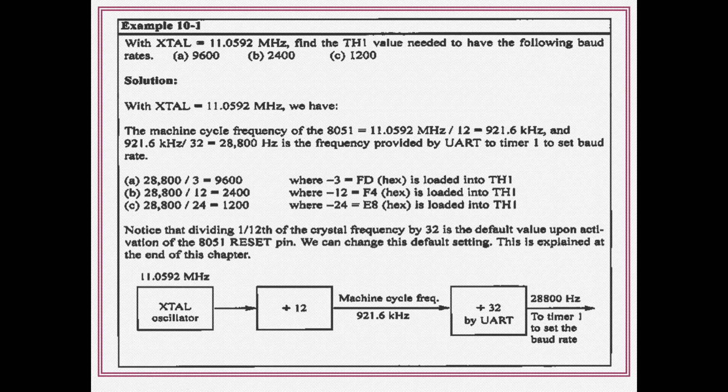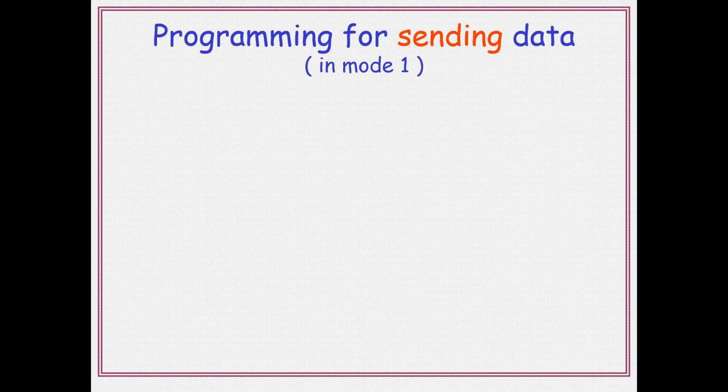Already we discussed that the external frequency is divided by 12, which is the input frequency given to the timer in the timer section, but here that is again divided by 32. That is the input frequency given to the timer for these UART operations. And next, programming for sending data. How to send a character?